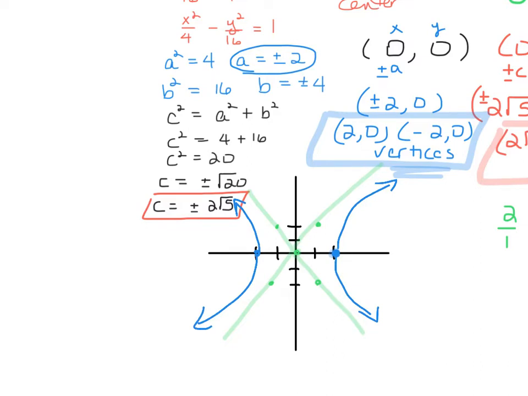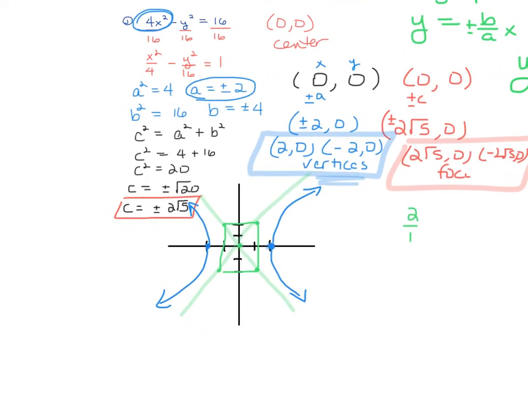Now, you can also draw a box around your asymptotes here if you want, to give you that the x has to go through that rectangle. The last piece I need to graph here is the focus point.